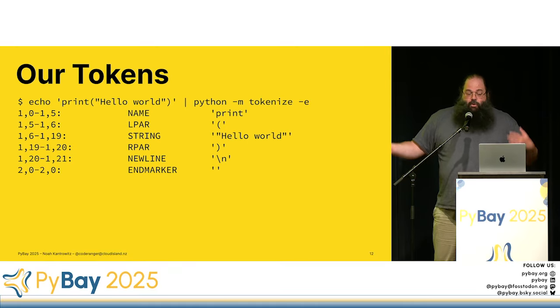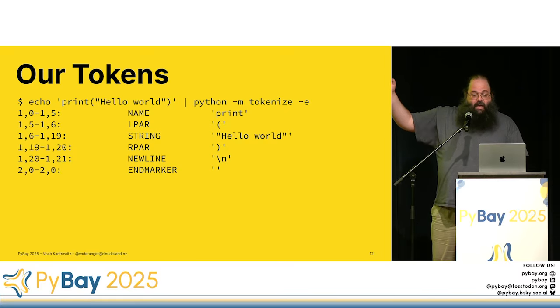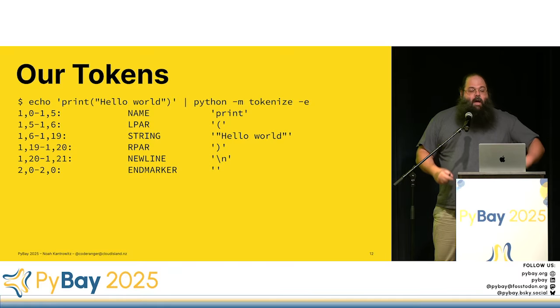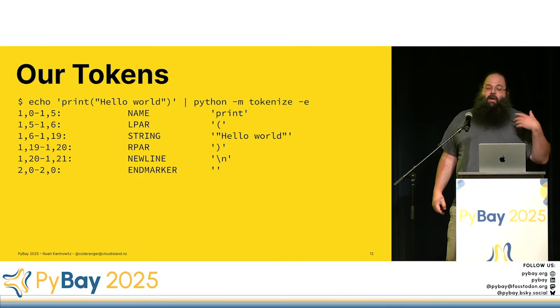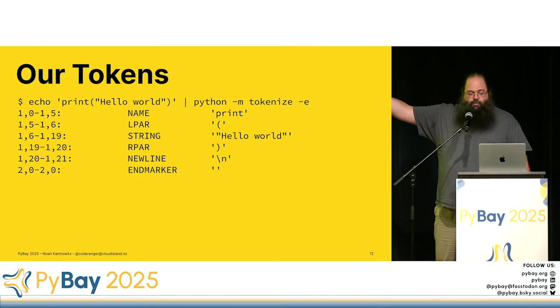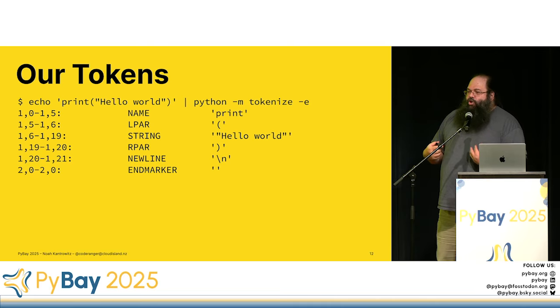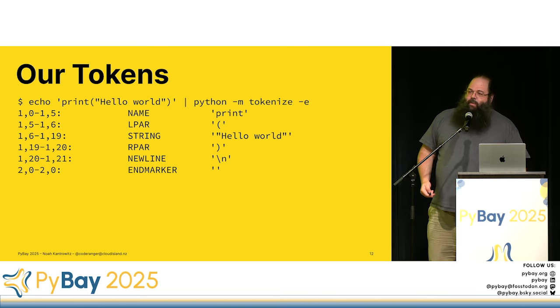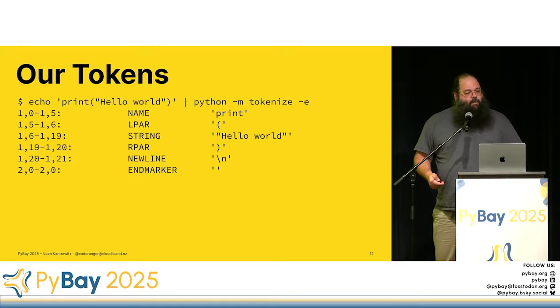The tokenize module lets us experiment with the lexer on the command line, so let's feed it our line of code, and we'll get back 6 tokens. So the first one is a token of type name that matches the 5 characters P, R, I, N, and T. Then we have an lpar, left parenthesis token, which matches a single character, and so on, a string token, a right paren token, a new line token, and finally an end of input token. This is more structured than our original string, but it's still not ready to be run as code. We've still got parsing to go.